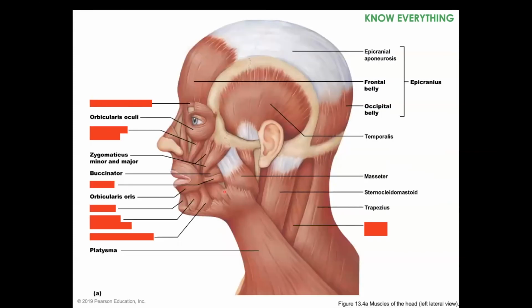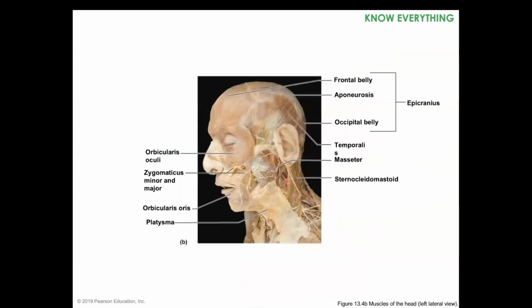And here again is another image of the face. We can finally see our occipital belly of our epicranius muscle or the occipitalis. Again, you have our temporalis muscle here, the zygomaticus major and minor here, the buccinator deep in here, the orbicularis oris here, the orbicularis oculi here on the eye, and then the platysma here again, and then deep to the platysma is the sternocleidomastoid. And then this is a cadaver image of the muscles in the face.